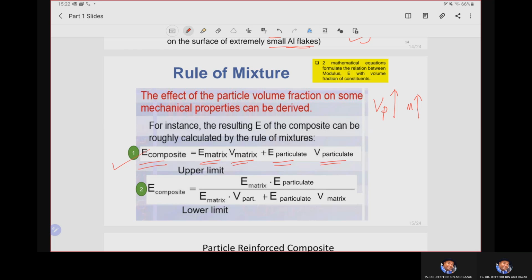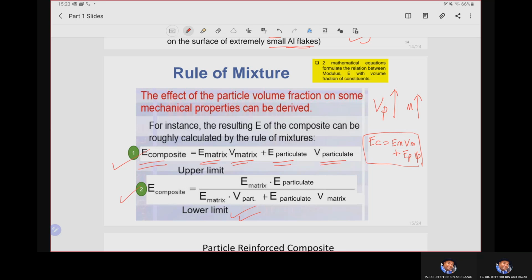All right. So the elastic modulus, E composite, is equal to E matrix multiplied by the volume fraction of matrix, V M, plus E particulate, the elastic modulus of the particulate, multiplied by the volume fraction of the particulate material. Okay, all right. So this equation we call the upper bound equation, while the lower bound equation refers to this second equation.